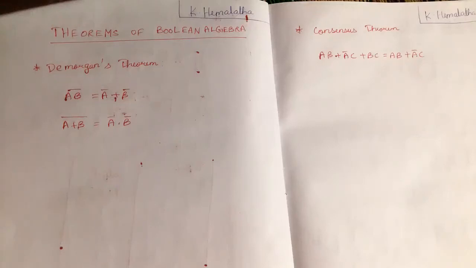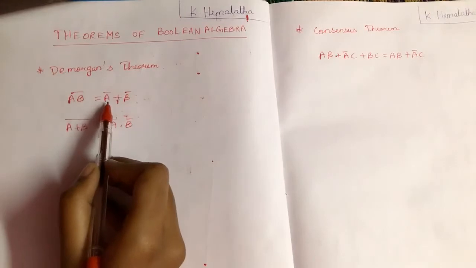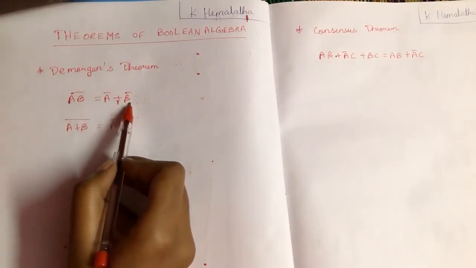So in this topic we are going to see about the theorems of Boolean algebra. We have two theorems, De Morgan's theorem and the principle of duality. Under De Morgan's theorem, there are two theorems that form an important part of Boolean algebra. One form is (AB) bar is equal to A bar plus B bar. So this is one form.